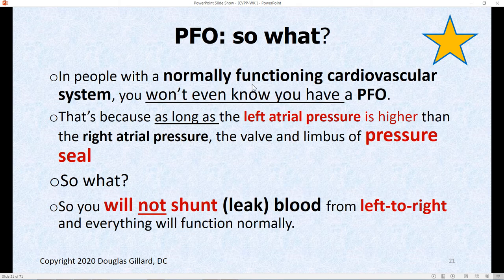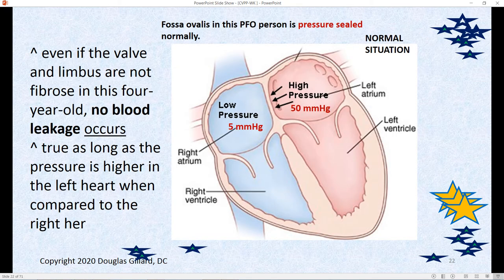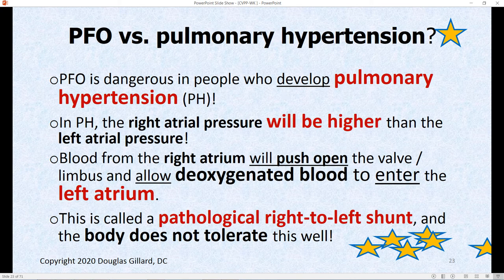Well, so what? Well, in people with a normal functioning cardiovascular system and healthy lungs, and they don't have, the key is pulmonary hypertension, it doesn't matter. You don't even know, there's no problem with that, because you're pressure sealed. So you're not going to leak any blood. As we said before, as long as you have high pressure here, just like between birth and 1 year of age, you'll just keep doing that for your whole life, and this is pressure sealed. You're not going to leak any blood between these two chambers, which is not good when you start leaking blood between the two chambers. But, here's the big but.